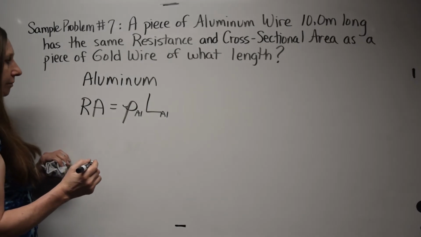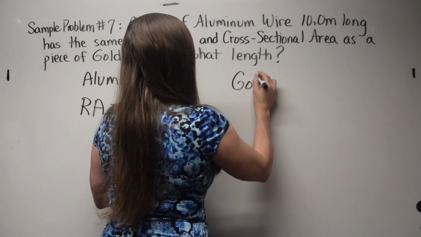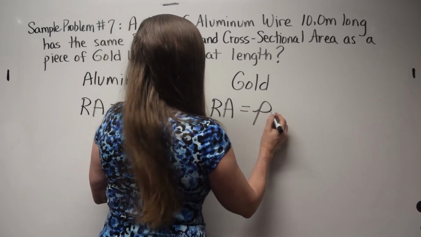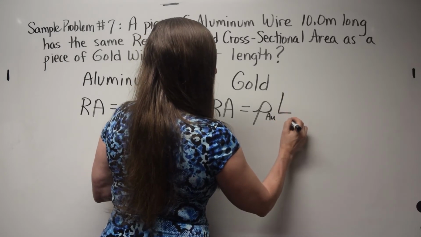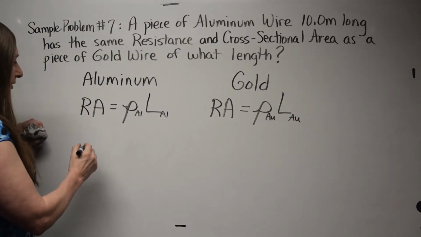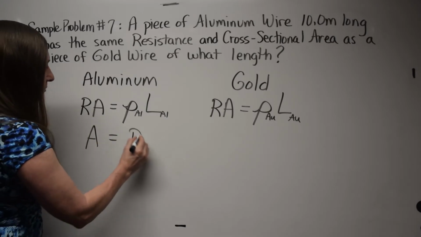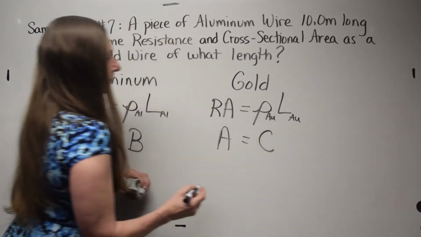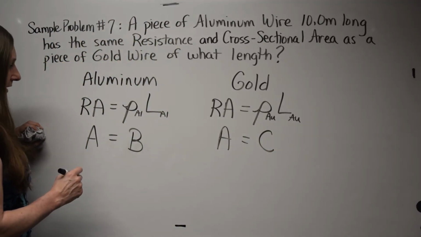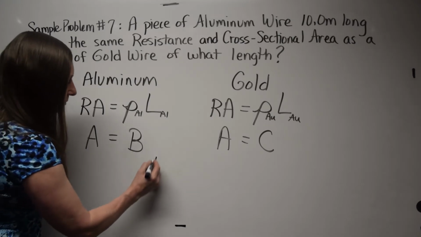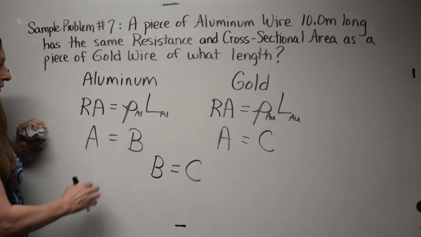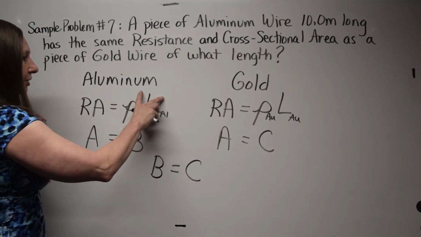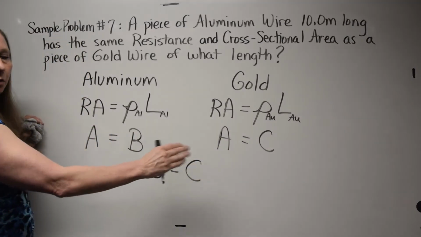Al is the symbol for aluminum. And then for the gold, we've got Ra equals rho for the gold, Au, times the length of the gold, Au. And what we find is that if A equals B, and A equals C, not the same A, by the way, then B would obviously be equal to C. In other words, if this equals Ra and this equals Ra, then this equals this, B equals C.